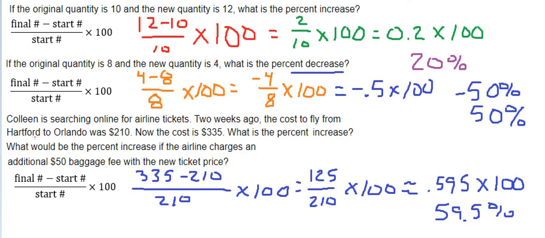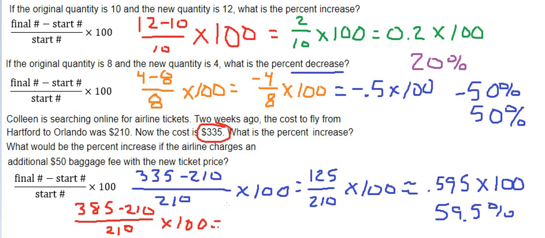So what would it be, though, if the airline charged an additional $50 per baggage fee? That's a new question. So we would add 50 to the 335, which would give us a new value of 385. So we're going to do 385 as our final number. It's going to be 385 minus 210 over 210 times 100. Still using the percent of change formula. 385 minus 210 is 175.